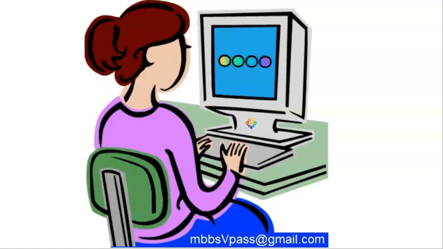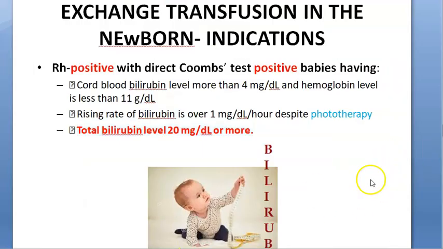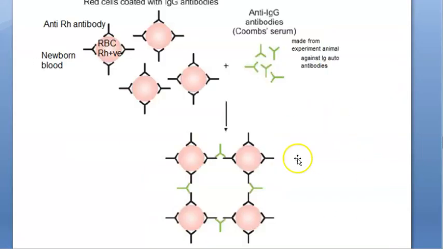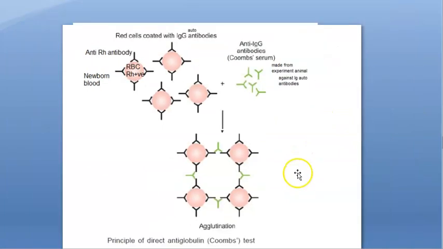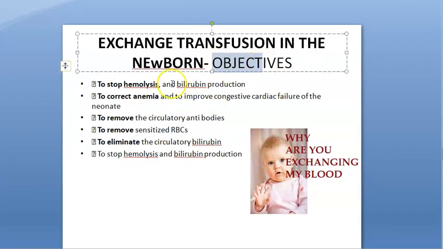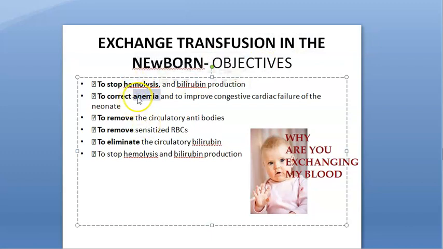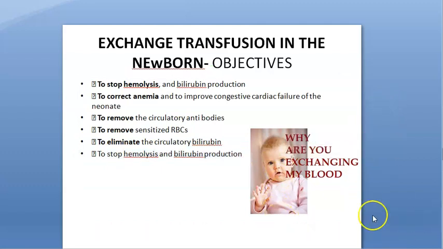Very good. Now, this is about the Coombs test which they have done. Now let's move on. Exchange transfusion, what is the objective? You want to stop the hemolysis, you want to correct the anemia, you want to remove the circulating antibodies from the baby's blood, you want to remove the sensitized RBCs because these RBCs have some antibodies sitting on them. You want to eliminate the bilirubin also. You can remove the antibodies, you can remove the sensitized RBCs, you can do so many things. You can stop the production of more bilirubin.